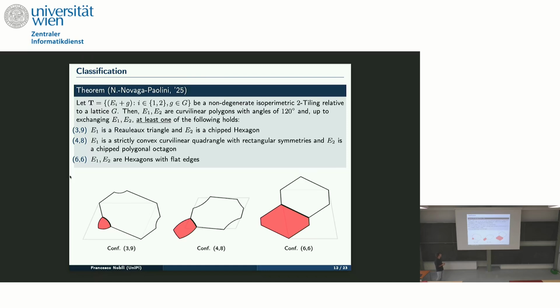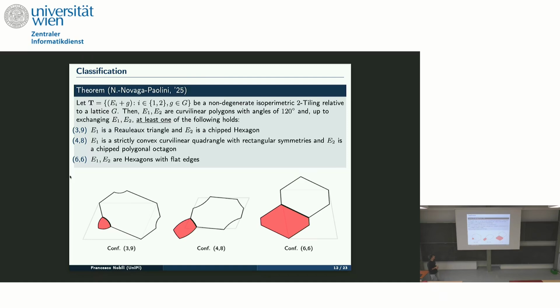But now we have some information about the structure. So we know that at least one of the following holds, up to exchanging the two generators. So the configuration 3-9 would be essentially a hexagon. And then you put at the vertex a small velour triangle, which is like inflating depending on the area. Then we can also have a configuration 4-8, which is a strictly convex curvilinear quadrangle, which has this rectangular symmetry. And the other would be a chipped polygon, an octagon, which is chipped to make room for this object.